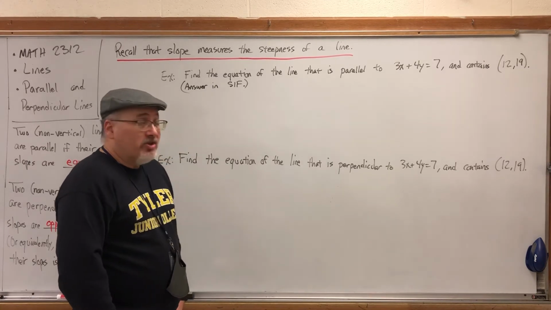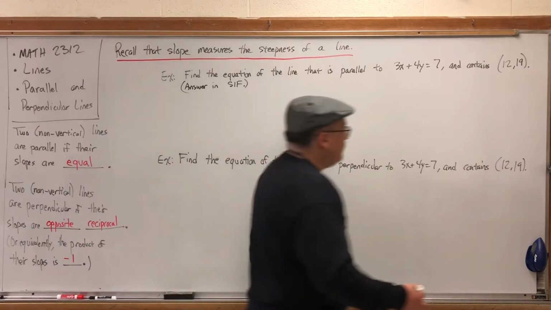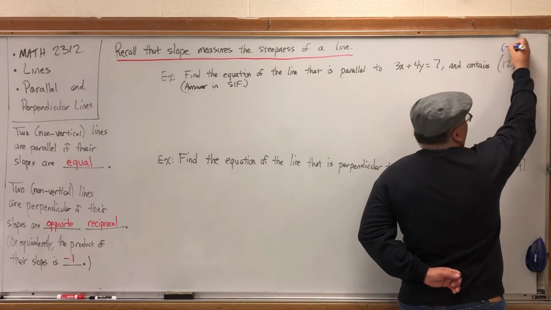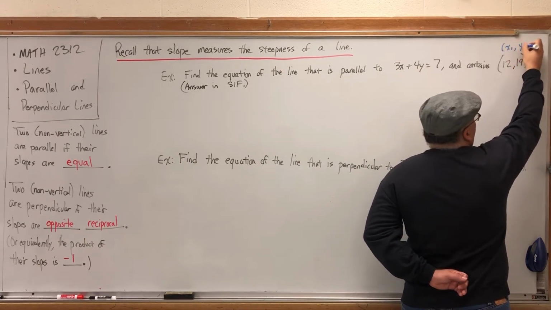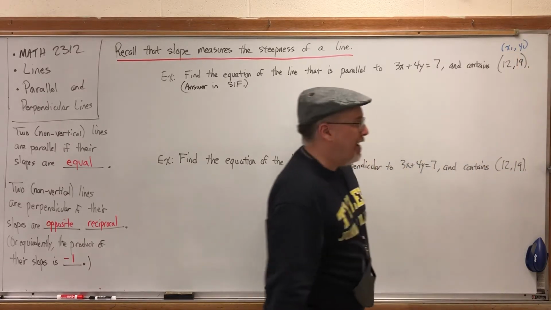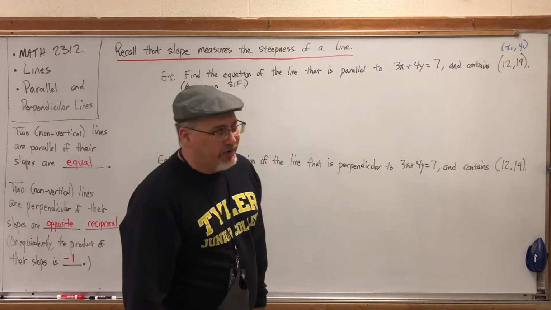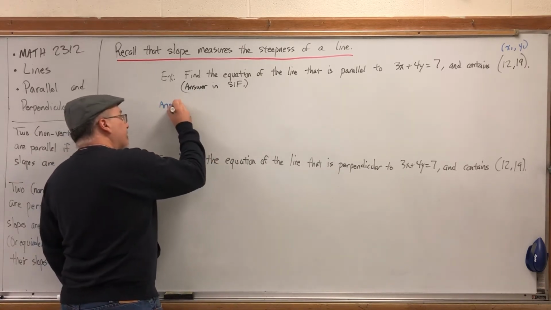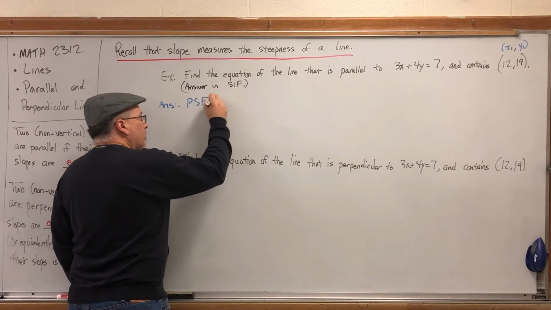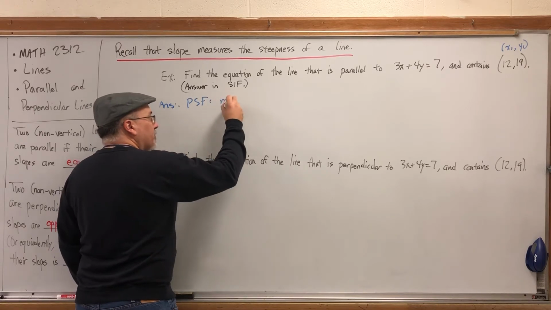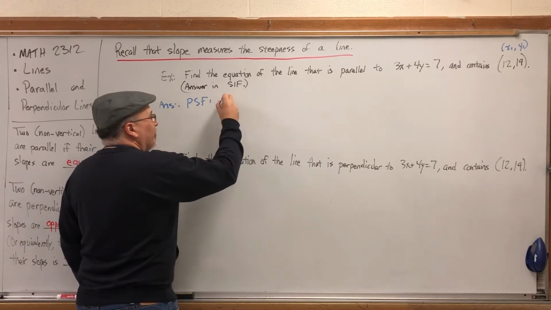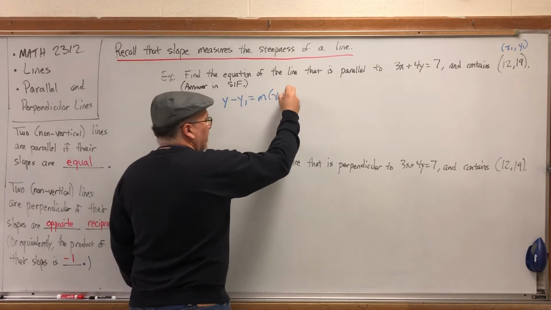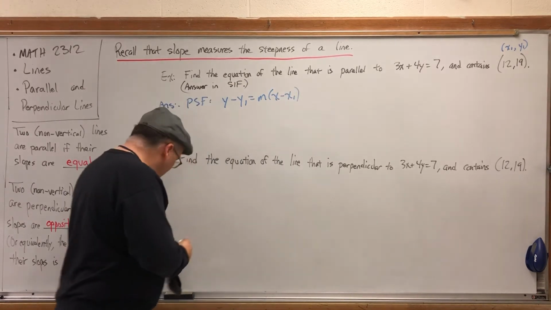So we need a point and a slope. We do have a point. Our point is (12, 19). In the context of point-slope form, we would call that (x1, y1). The first x and the first y were given, which are the only x and the only y that were given. But in order to use point-slope form, we need a slope. Remember, point-slope form is y minus y1 equals m times x minus x1. So how do we get the slope?